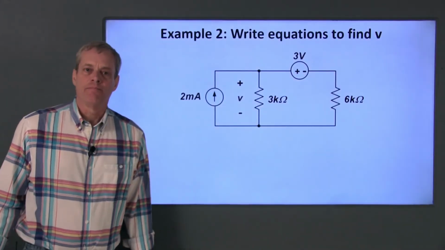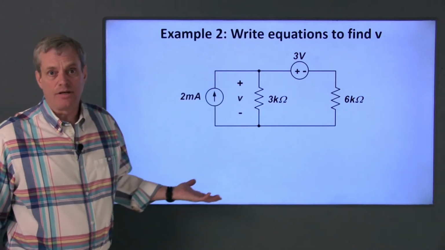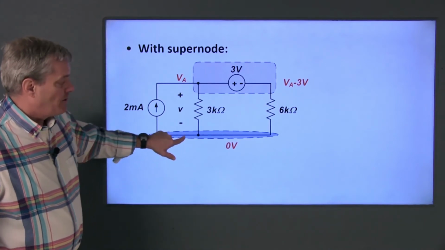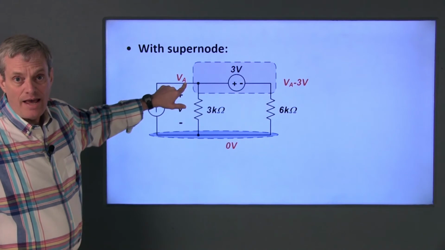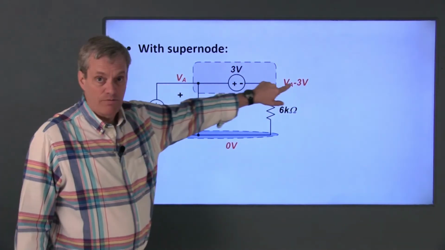For my second example, I'll write the equations necessary to solve for the voltage V in this circuit. First, I'll write the equations using a supernode. I've arbitrarily defined this as my reference and this as my independent node VA. This node is dependent and its voltage is VA minus 3 volts.